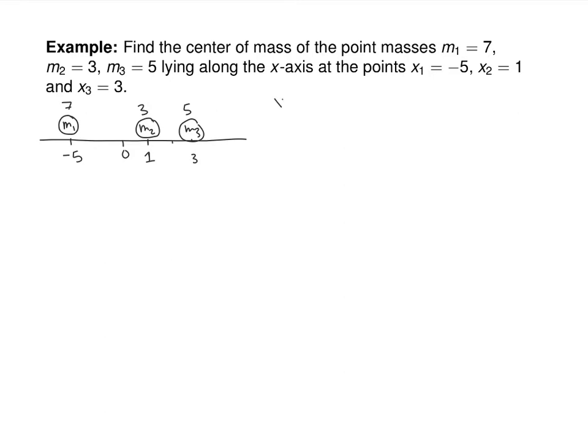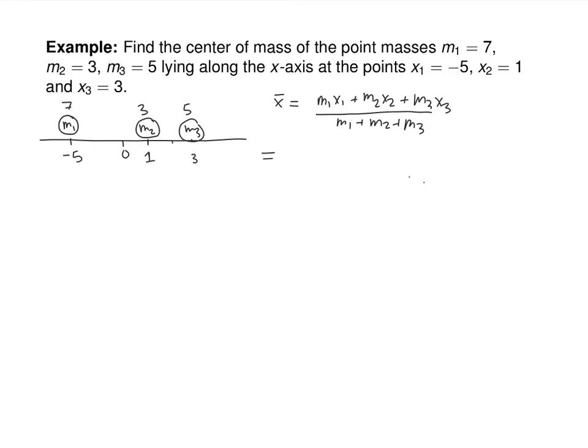Now to find x bar, we add up the sum of the moments, which are given by m1x1, m2x2, m3x3, all over m1 plus m2 plus m3.